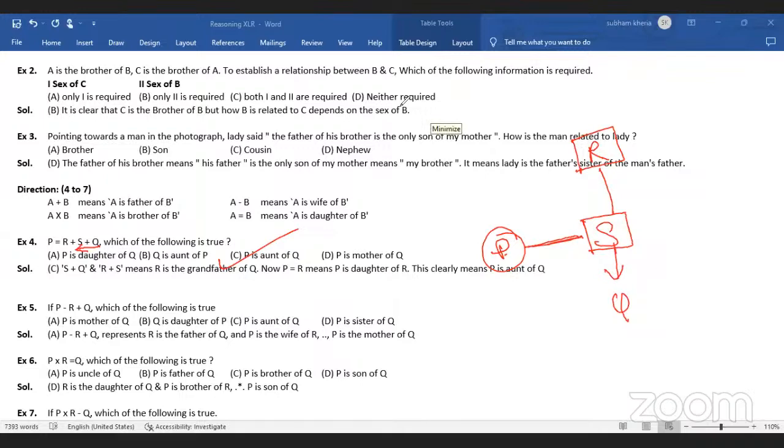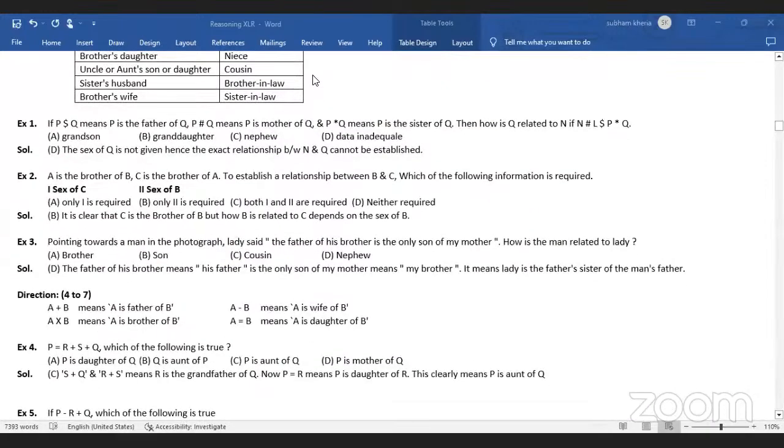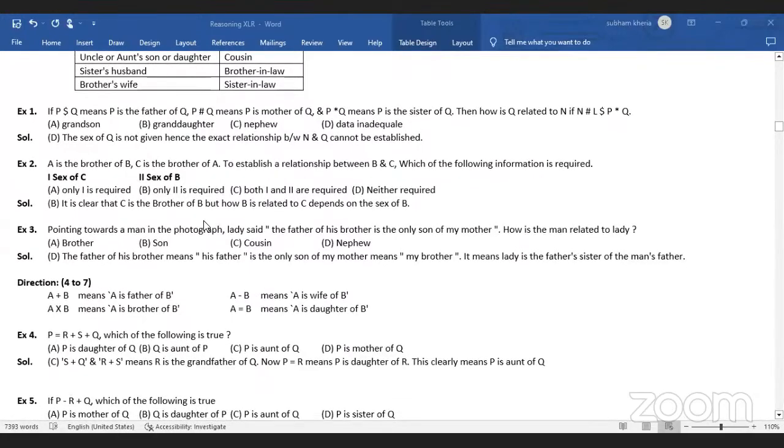Okay, and please tell me, is this question clear or not? Understood, sir. Chalo, so now solve question number 5 quickly. Question number 5. Quickly.